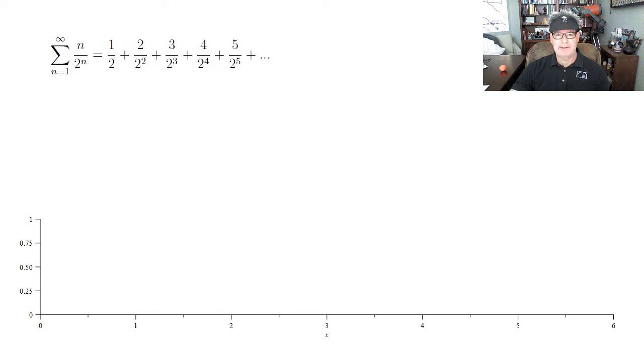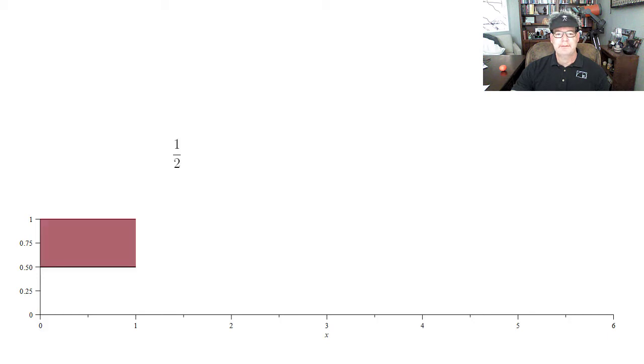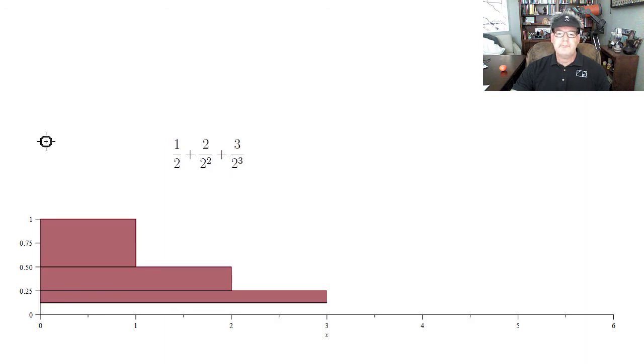So let's see. For the sum, we're going to make rectangles representing the area of each term. There's the first rectangle: 1/2 and 1. There's the next term, 1/4 and 2. 1/8 times 3, and so you can kind of see what's going on.